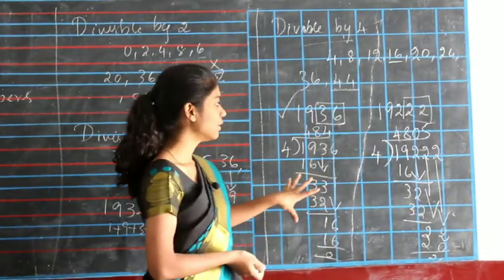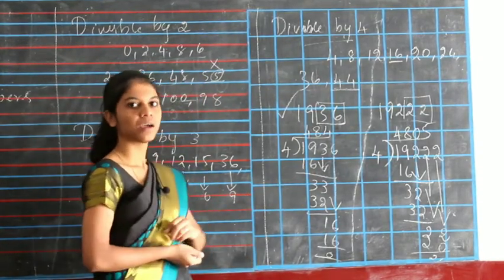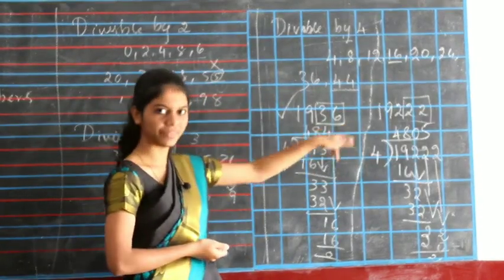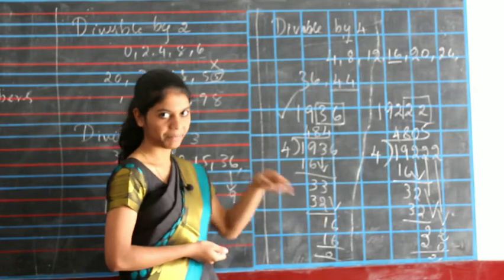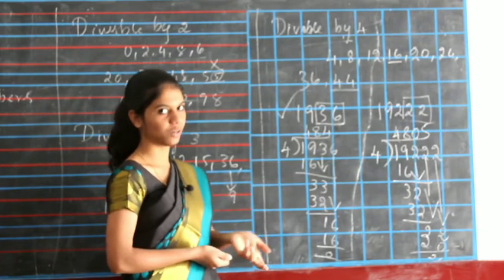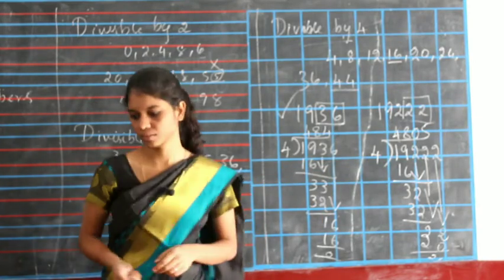So what is the conclusion? If the last 2 digits are divided by 4, then the number can be divided by 4. Otherwise it cannot be divided by 4.